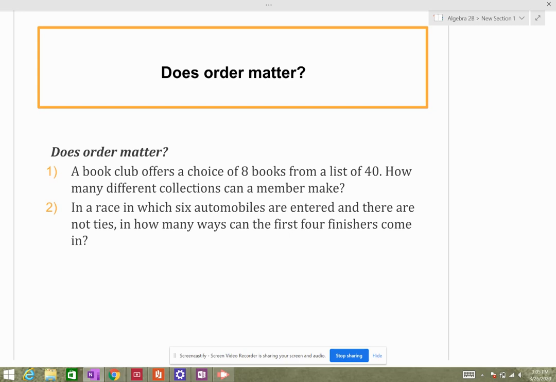Versus the question, in a race in which 6 automobiles are entered and there are no ties, in how many ways can the first 4 finishers come in? So a lot of times when people look at questions like this, one of the things I want you guys to start thinking about is, does order matter?